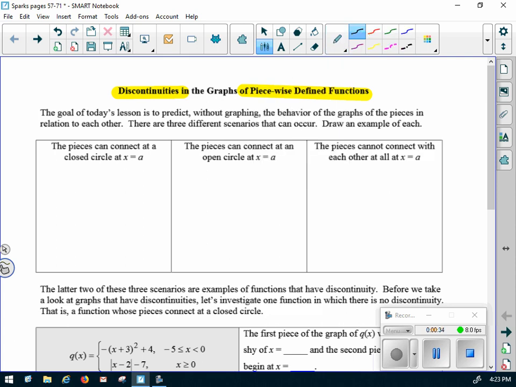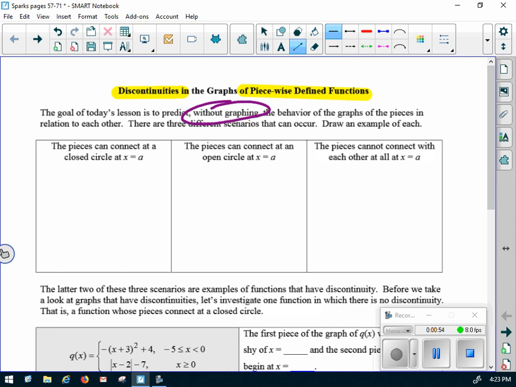The goal of this lesson is to predict without graphing the behavior of the graphs of the pieces in relation to each other. There are 3 different scenarios that can occur. So we're going to draw an example of each one. Let's look at the first one.